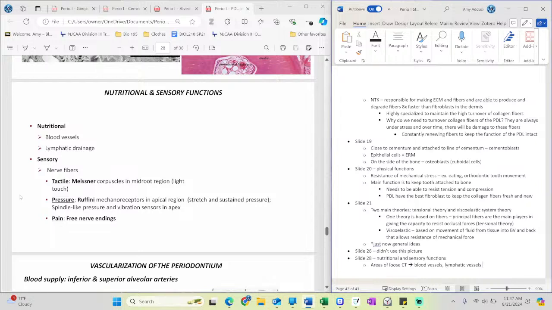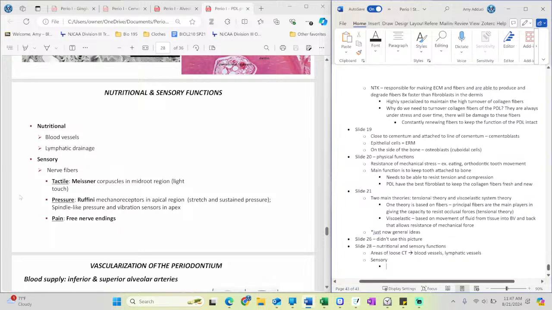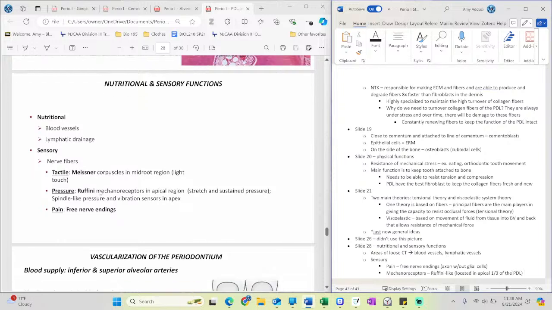Sensory, as I said before, the two most abundant are pain receptors, or nociceptors, in the form of free nerve endings. Free nerve endings means axons without glial cells surrounding them. The second most abundant are the Ruffini-like receptors, and those are mechanoreceptors located in the apical third of the PDL. And I think I have it here, yes.